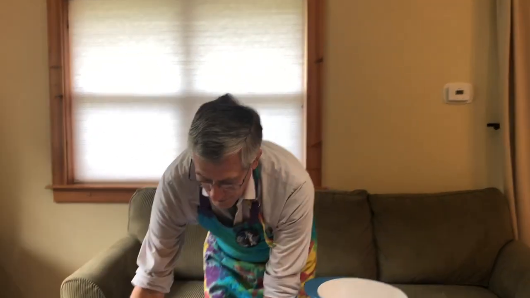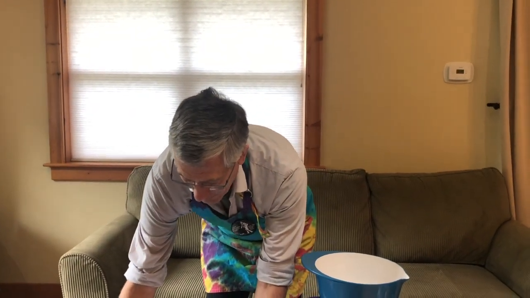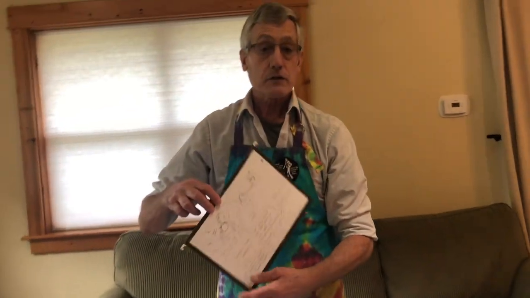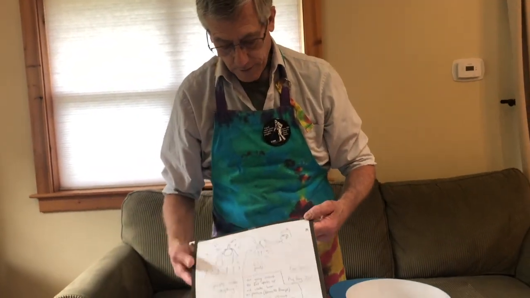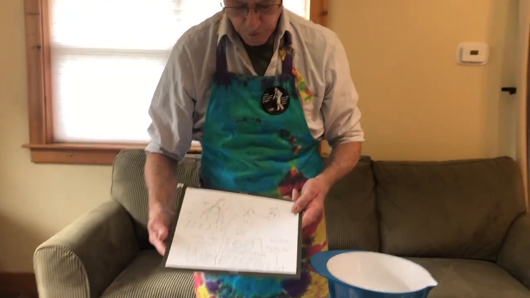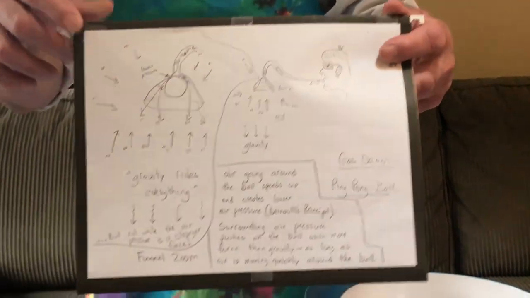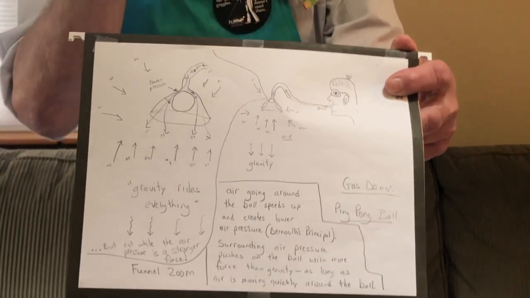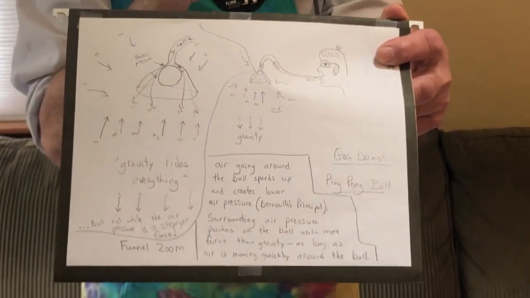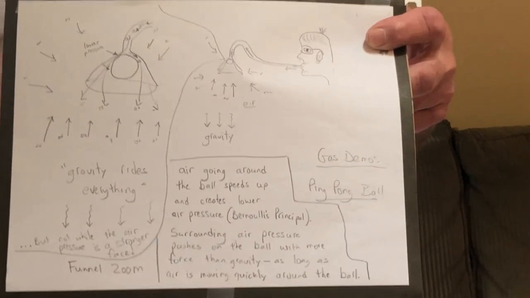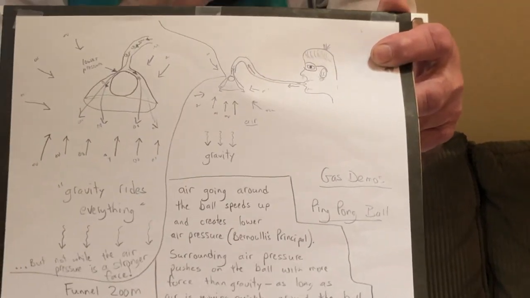Why did that ping pong ball stay in that funnel when it's upside down? Well, that's a good answer. And the answer to that actually has a lot to do with why airplanes fly. It's known as Bernoulli's principle. Bernoulli's principle says that when air goes around an object and it has to curve, it speeds up. And where air speeds up, its pressure is less than where it's going slower.